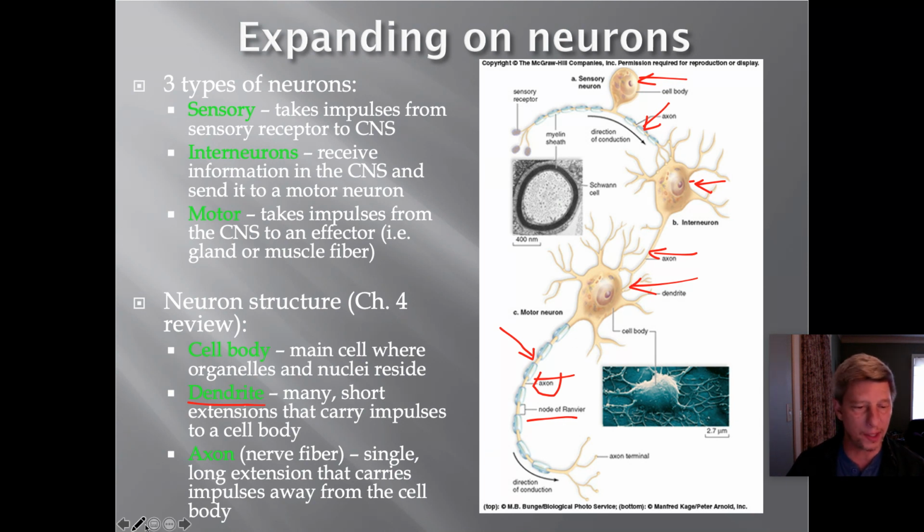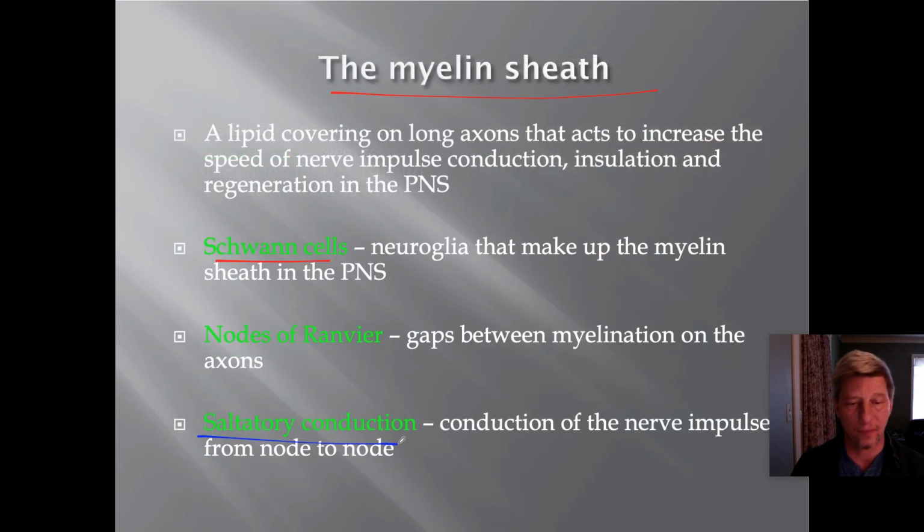And so what happens is that the impulse actually jumps from one to the next, to the next, to the next. All right, and so the impulse is jumping, and that is what I mean when I say this should be saltatory, S-A-L-T. All right, saltatory conduction, like a stutter. But this is the conduction of the nerve impulses from node to node, and that helps the impulse from beginning to end go much, much faster.